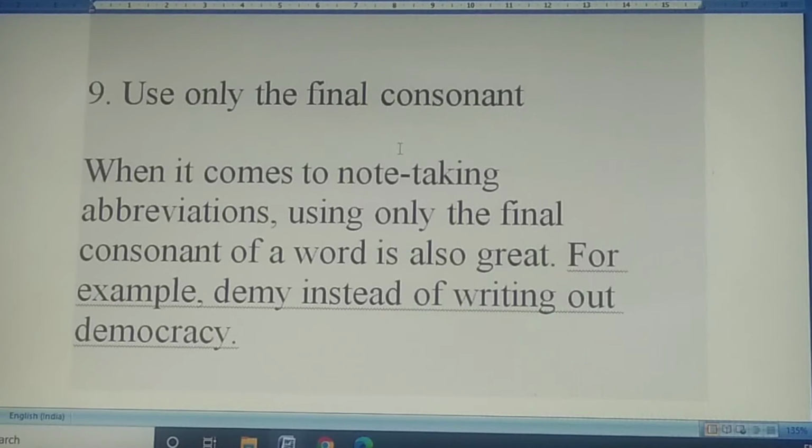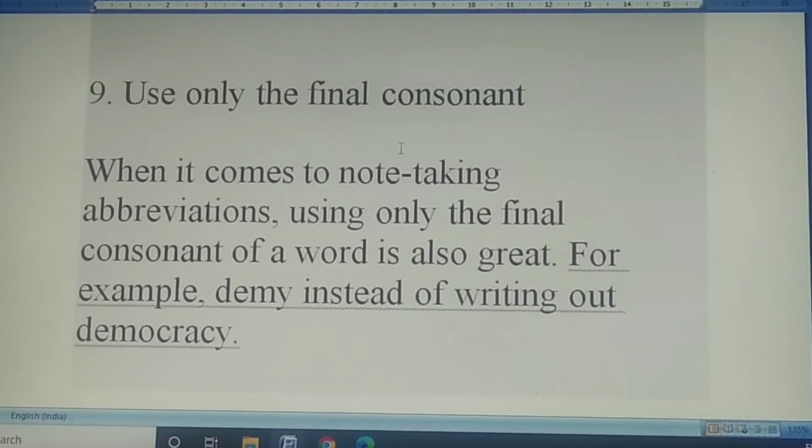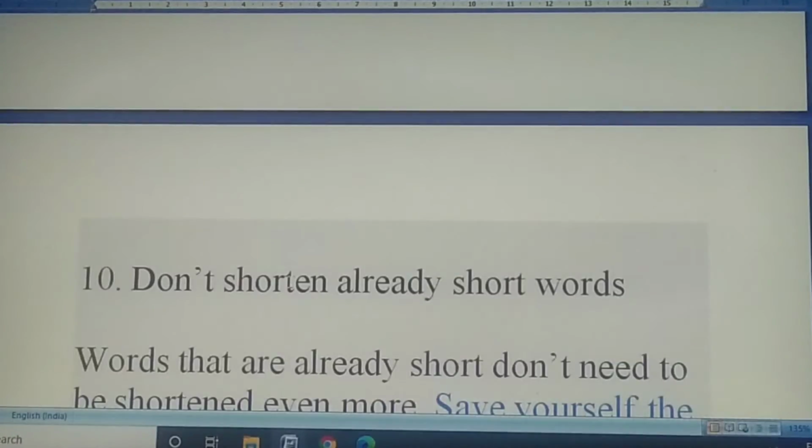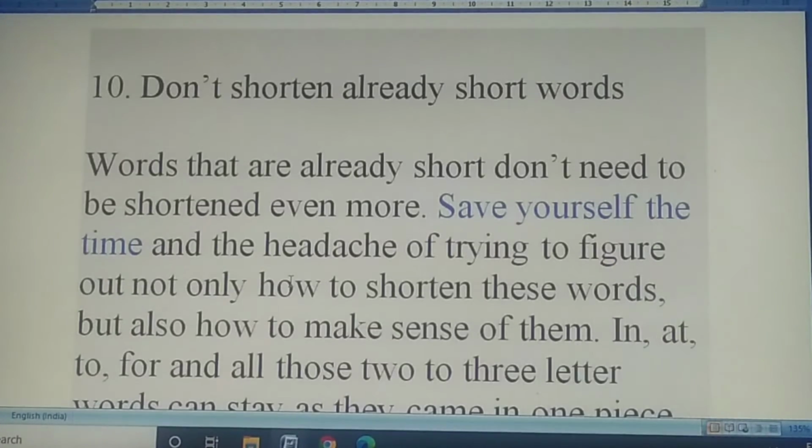For example, DEMY instead of writing out democracy. So that is democracy. Then, don't shorten already short words. If a word is short, don't shorten it further.